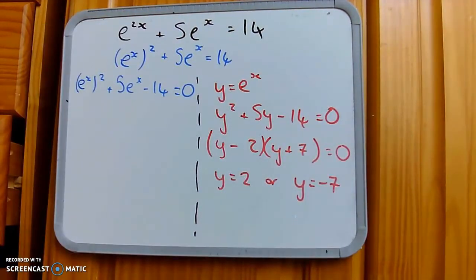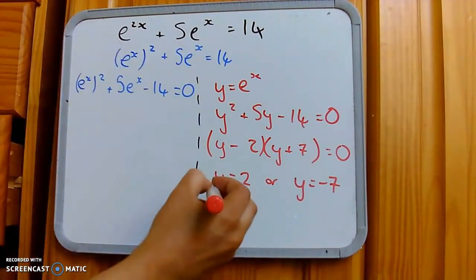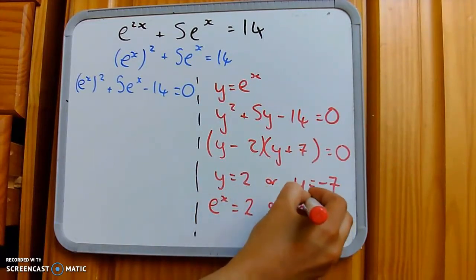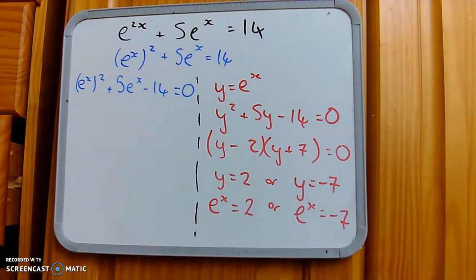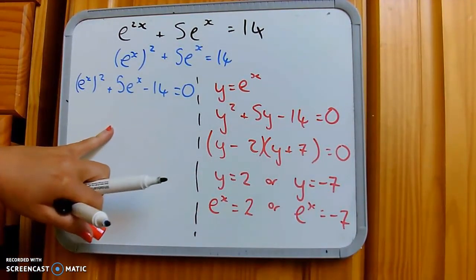Now one thing to note here, we are not solving for y, we're solving an equation with x in it. Okay, so I then need to put back in that e to the power of x is equal to 2, or e to the power of x is equal to minus 7, and we'll solve from here. I'm just going to pause a second and get to this point using this method.